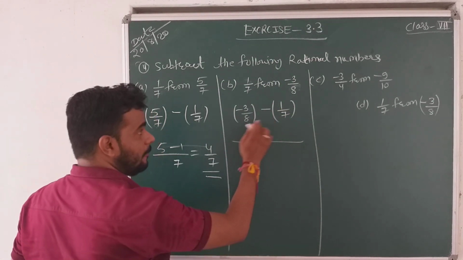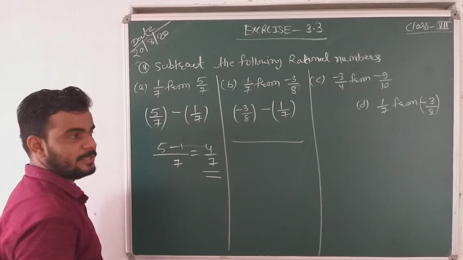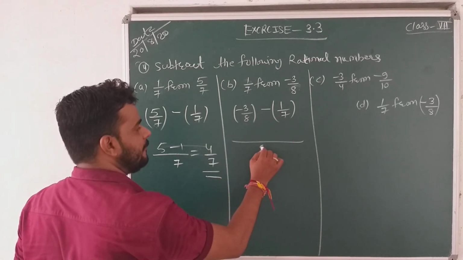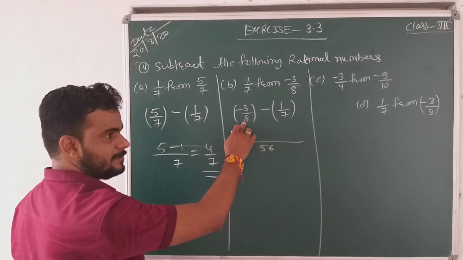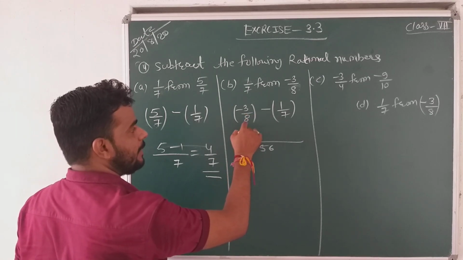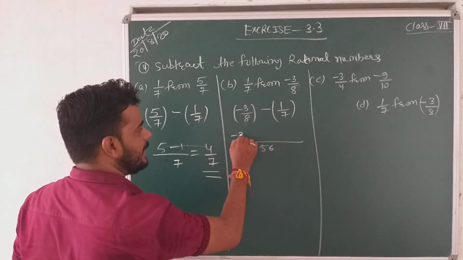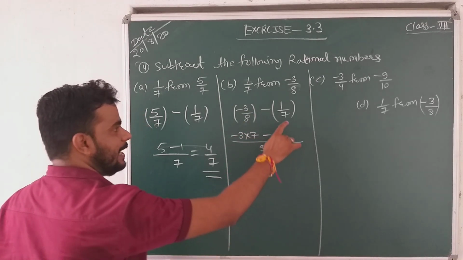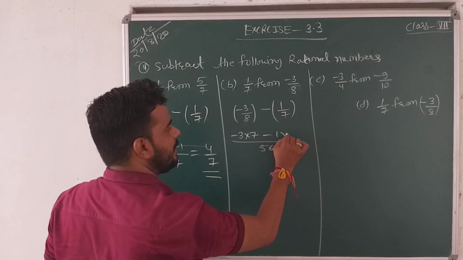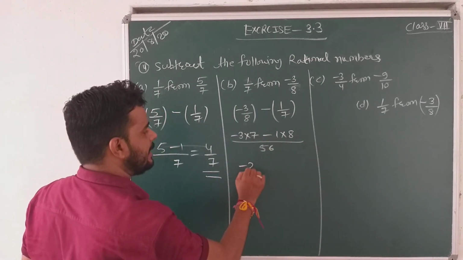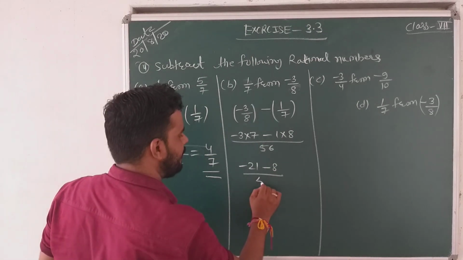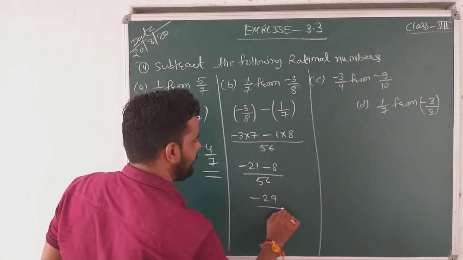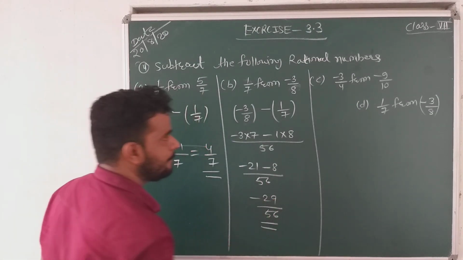Okay, so now both denominators are different. So the LCM is 8 multiply 7, 56. Here 8, we have to make 56, so multiply by 7. So negative 3 multiplied by 7, and here we have to make 56, multiply by 8. Okay, so negative 21, negative 8 by 56. So negative 29 by 56 is your answer.